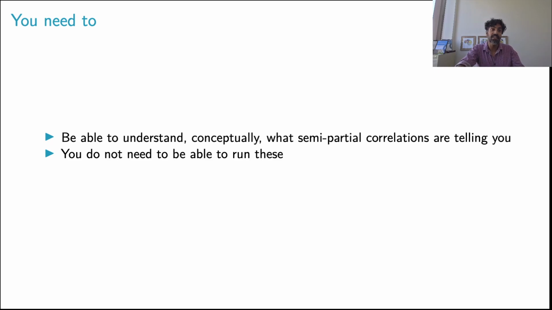So what do you need to do? You need to be able to understand conceptually what semi-partial correlations are telling you, but you don't need to be able to run these. That's not an expectation of this course. Really, it's just the theory of understanding what a semi-partial correlation is and what it's telling you when you see the semi-partial correlations.